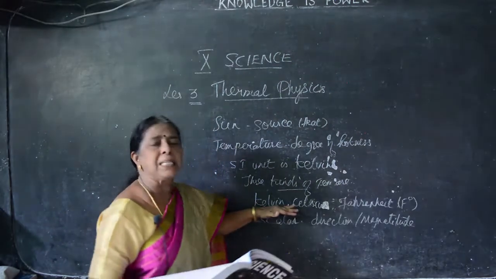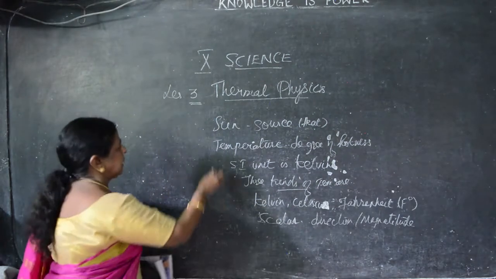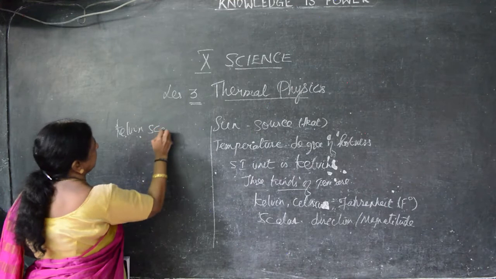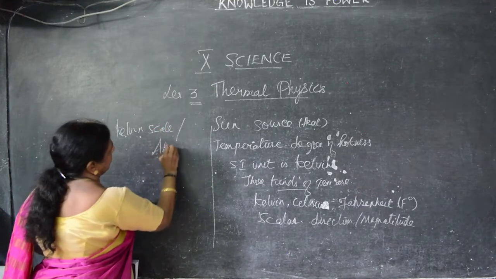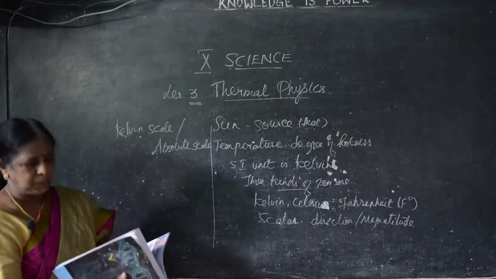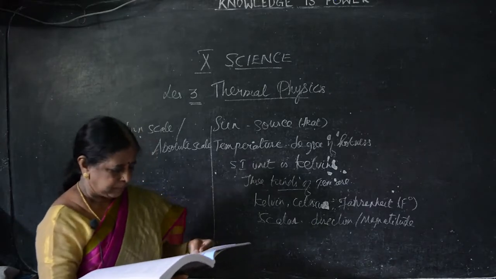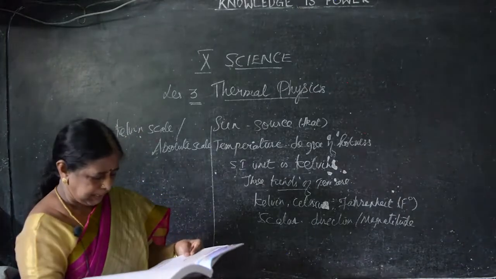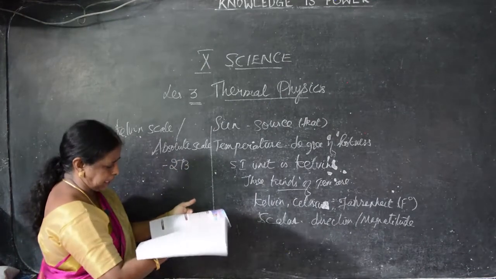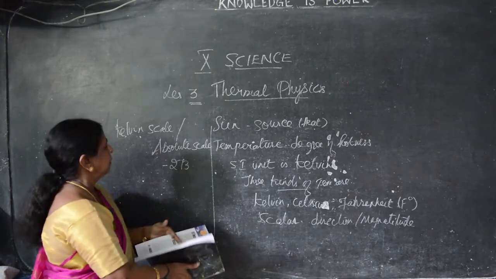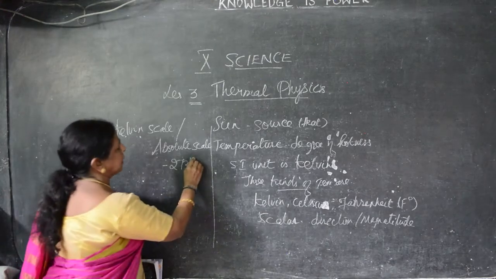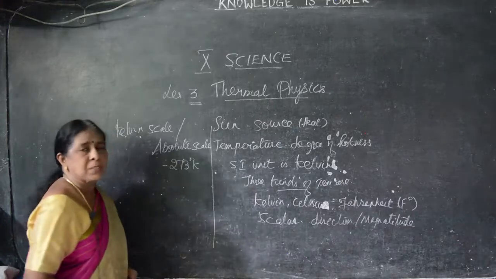Then this Kelvin scale is otherwise known as the absolute scale, absolute zero. This is minus 273 degrees. What is the measurement of absolute zero? Minus 273 K.